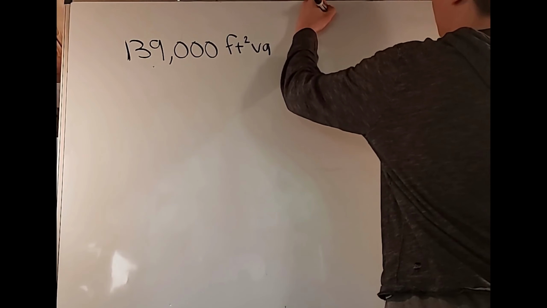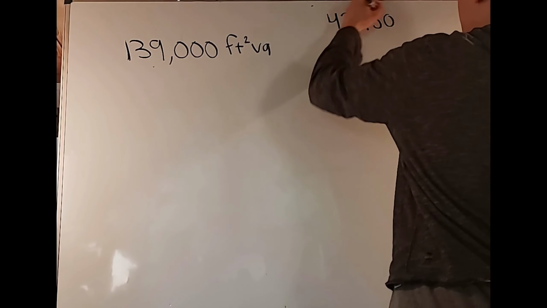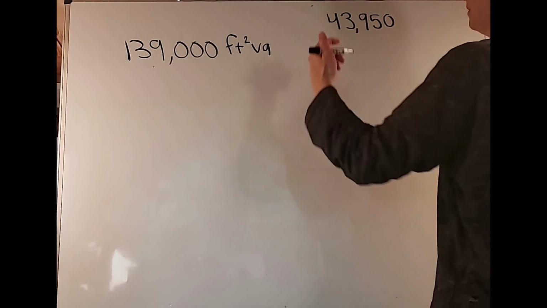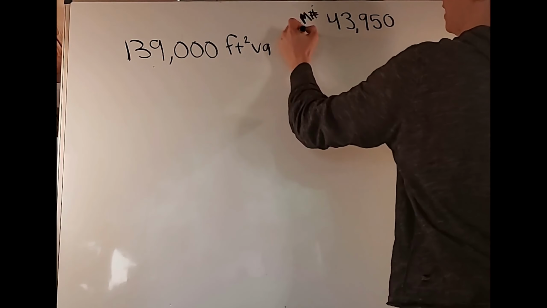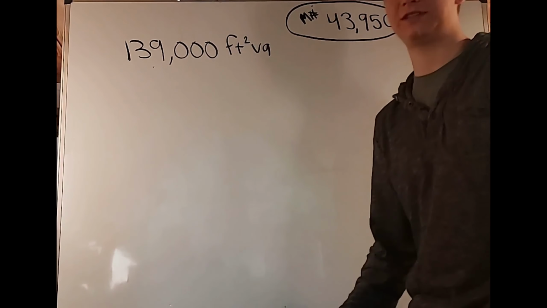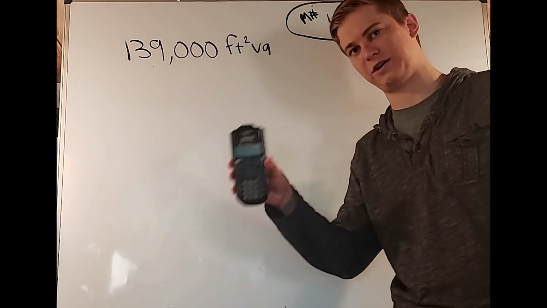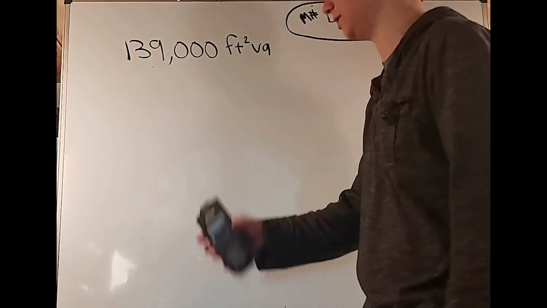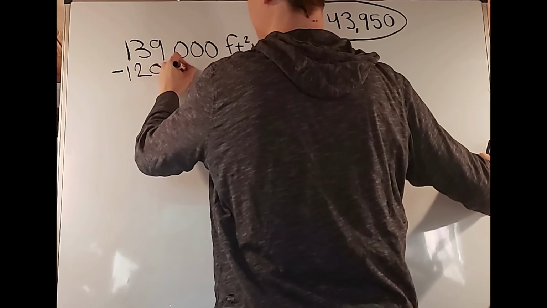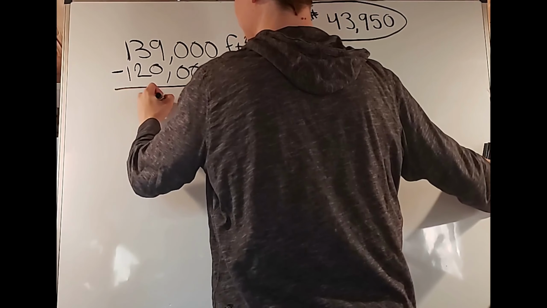Now I'm going to write that down, my 43,950, and I've now seen this enough times that I know this is my magic number. It is familiar now, and I'm going to label it M number. Since I already took care of my first two sections, I already took care of 120,000. Of course, I started with 120,000 on my calculator here. So because of that, I can subtract 120,000 from my 139,000. From here, I'm going to have 19,000 left over.